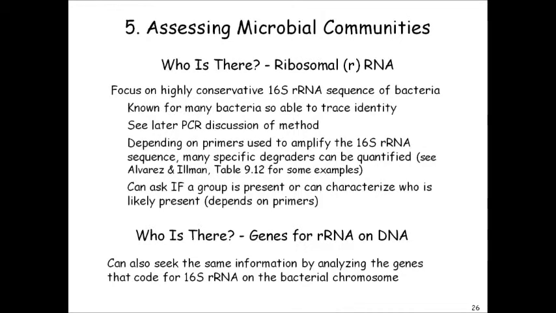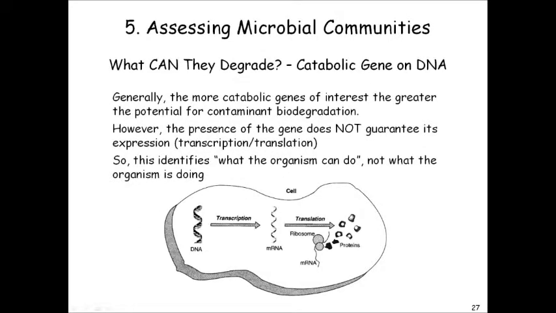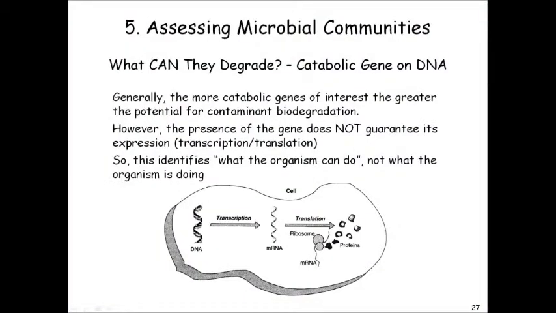Both can work. So the next question could be, what can they degrade? Not necessarily what are they degrading, but what they can degrade. What's their capability? We might look at a natural population and wonder if we stimulated by adding nitrate, could the natural population use nitrate for denitrification? So we'd like to know, can they degrade it? So again, we might seek a gene that would support the development of enzymes for that degradation. If the gene's present, it doesn't guarantee that it's going to be expressed, but it suggests that the capability is there.